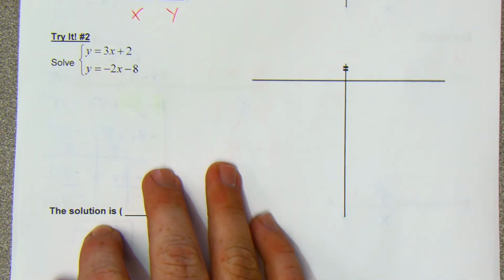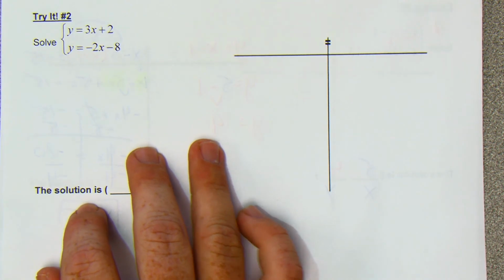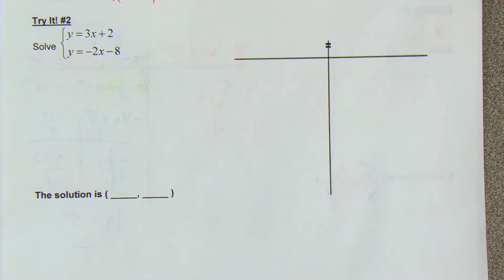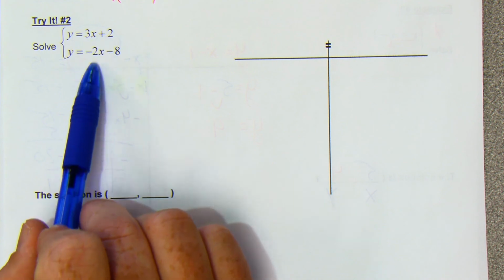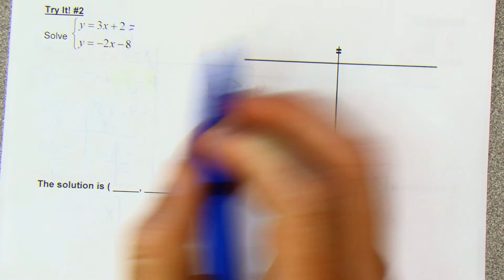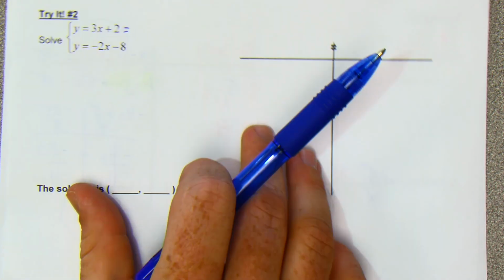If you see, this one's a little bit tricky because both of these equations already have one variable by itself. So we have y equals and y equals. Okay, so we have y equals 3x plus 2 and y equals negative 2x minus 8. So if these are both what y equals, if y is the same as both of these, what we want to do is actually set these equal to each other.